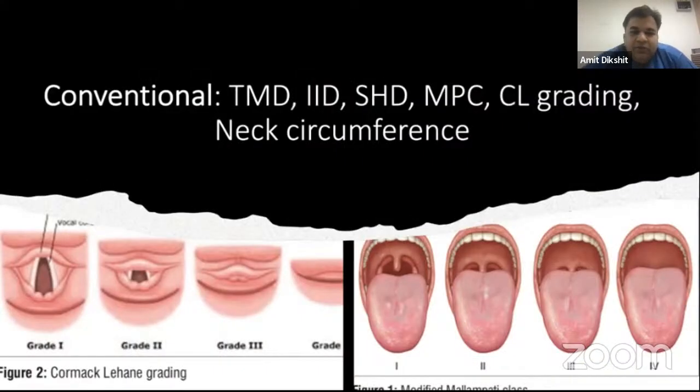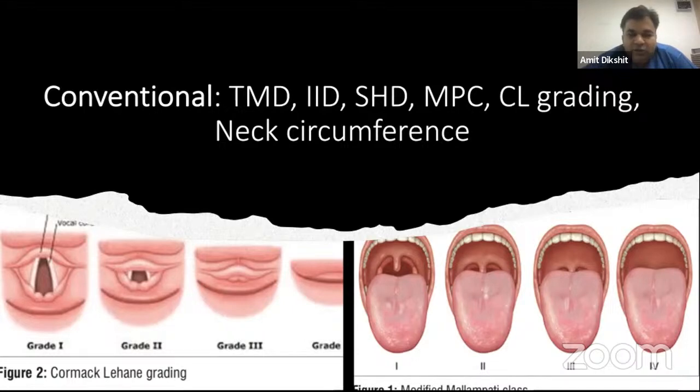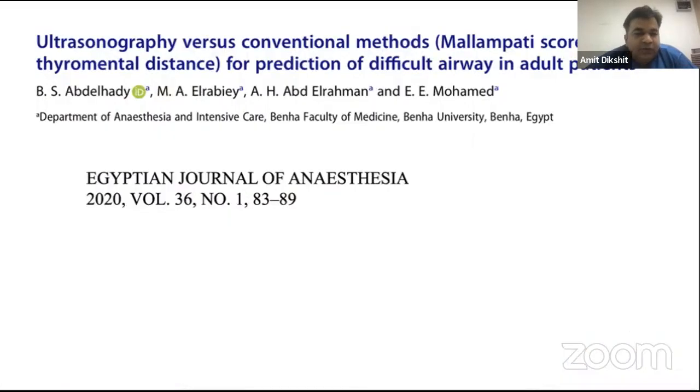So none of the articles has said that we have to stop the conventional method. It is not a replacement for our conventional assessment method, but yes, it is a very good adjunct. If you combine ultrasound information with your conventional skills, it has been shown to increase sensitivity and specificity for predicting success rate of difficult intubation. There are several articles comparing ultrasound with conventional methods, and they found that ultrasound is beneficial.